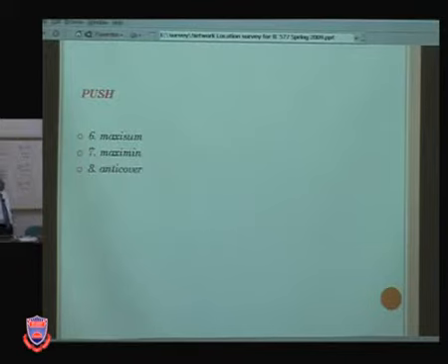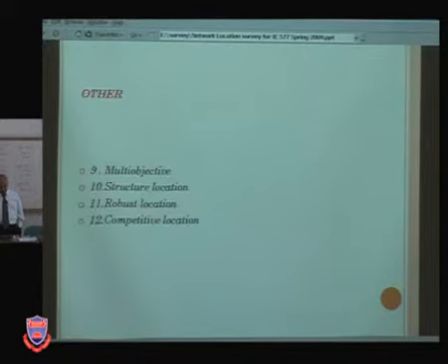The push type of objectives are relevant when you want to locate, for example, hazardous materials or dump sites, or nuclear power plants and so forth. In that case, of course, you want your facilities to be away from the points that you serve. And that gives rise to maxisum or maximin or anti-cover type of problems. If we have time this week, I'll go into these as well. I plan to, at least.